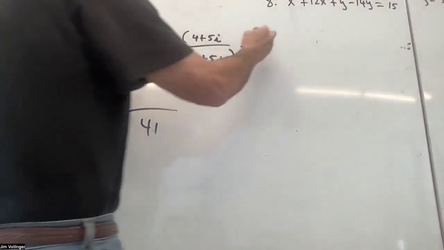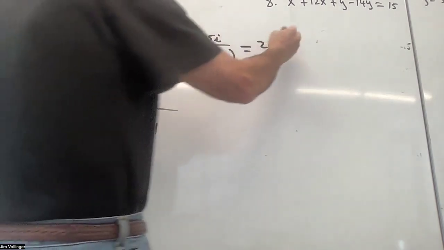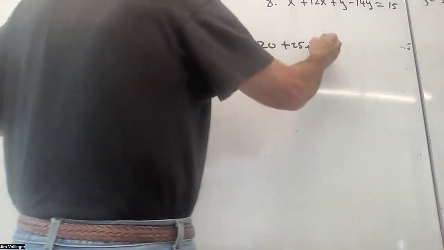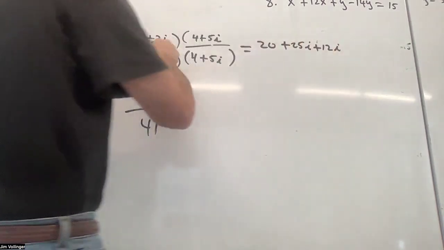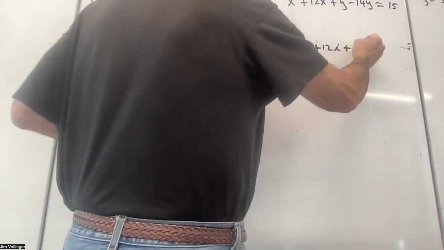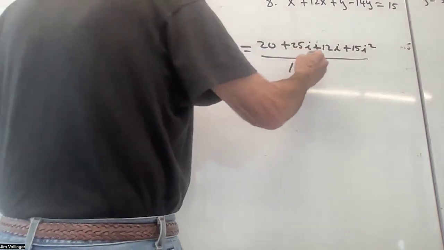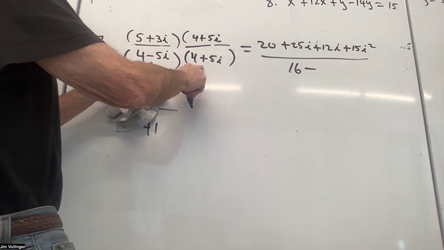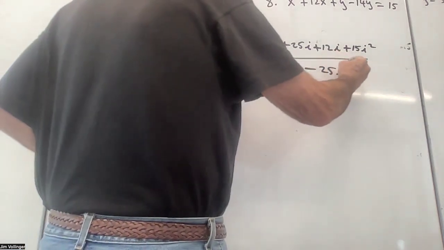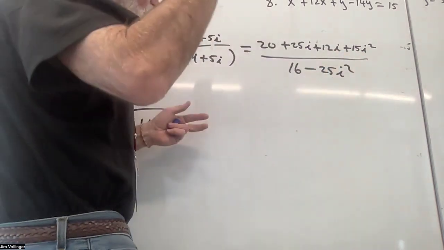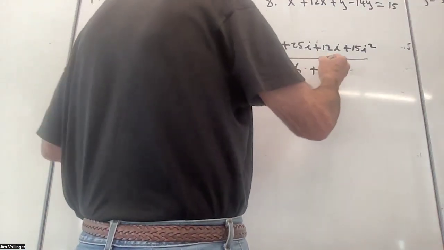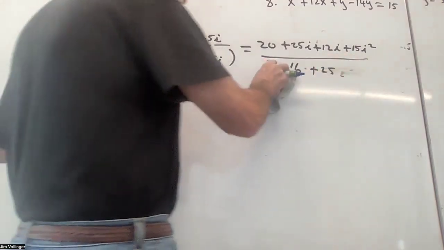5 times 4 is 20. 5 times 5i is 25i. 3i times 4 is 12i. And 3i times 5i is 15i squared. That's all over 4 times 4, which is 16, minus. You're always going to get a minus because conjugates are going to be plus and minus every single time. 25i squared. And I hope everybody knows -1 times -25 is 25, and 25 and 16 is 41.